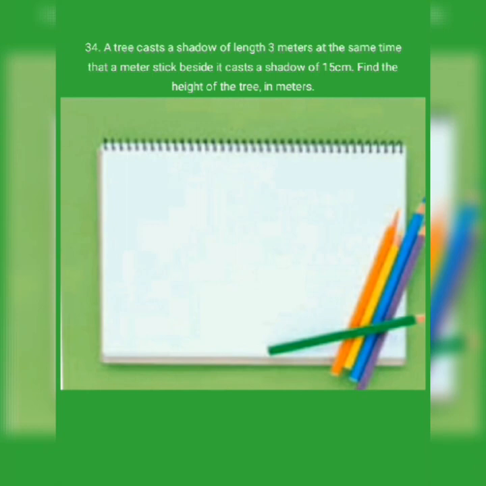A tree casts a shadow of length 3 meters at the same time that a meter stick beside it casts a shadow of 15 centimeters. Find the height of the tree in meters.